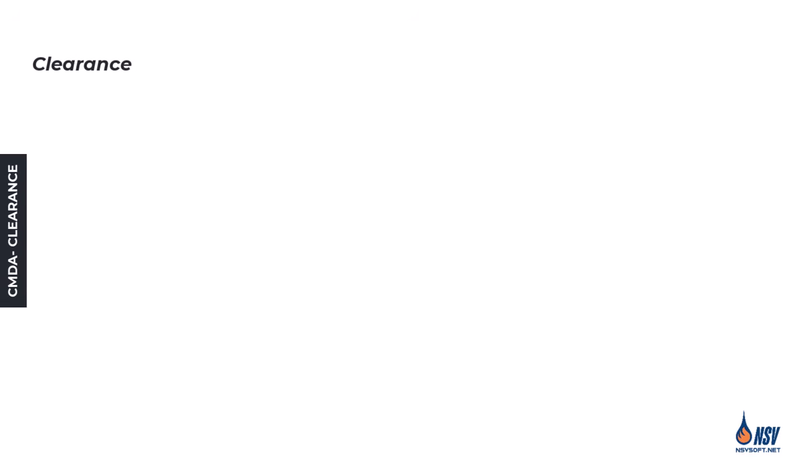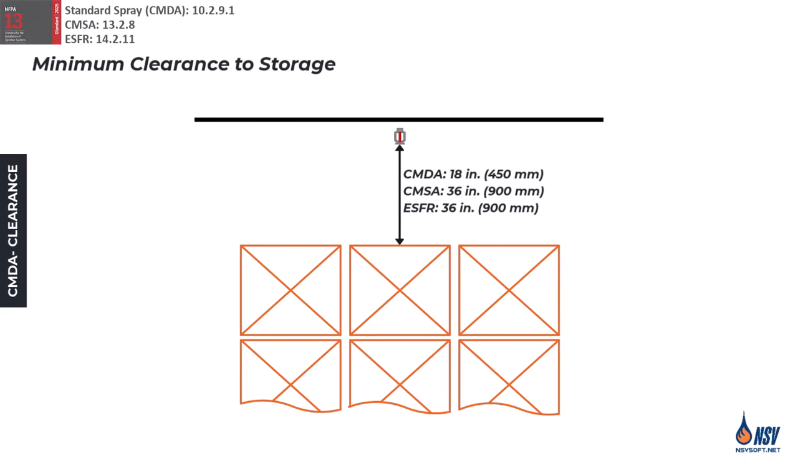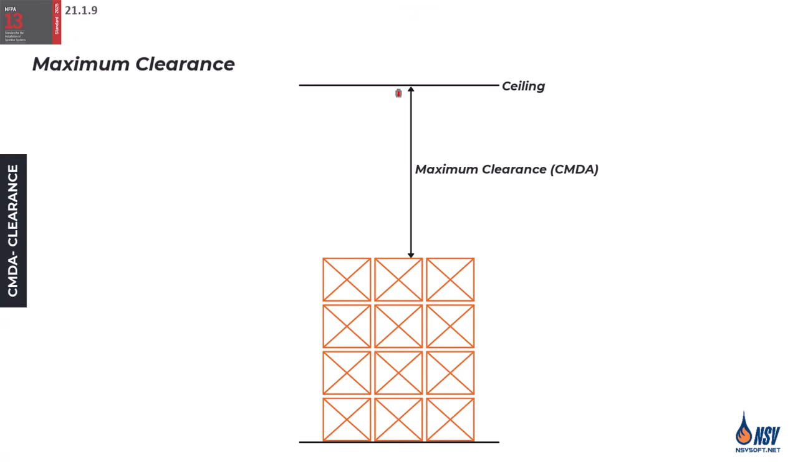When designing fire sprinkler systems for storage applications, we typically navigate two distinct concepts of clearance. The first is the minimum clearance, which applies to all CMDA, CMSA, and ESFR sprinklers to ensure the water discharge pattern is not obstructed. The second concept is maximum clearance. For CMDA sprinklers, we define this strictly as the distance between the top of the storage and the ceiling or roof deck, and it directly dictates how we approach our hydraulic calculations.